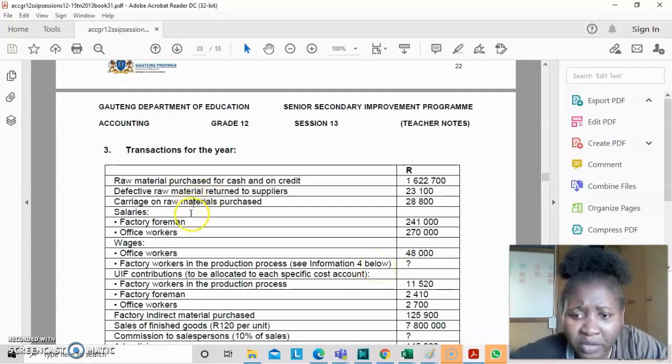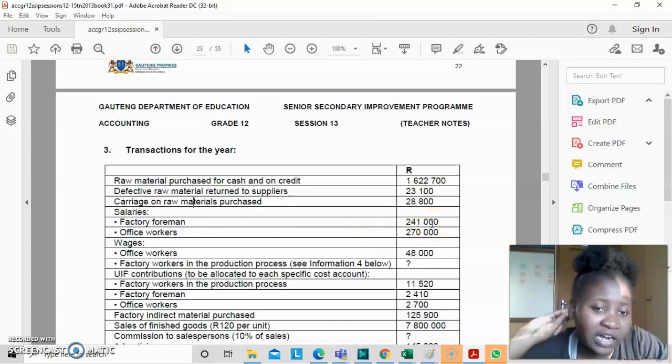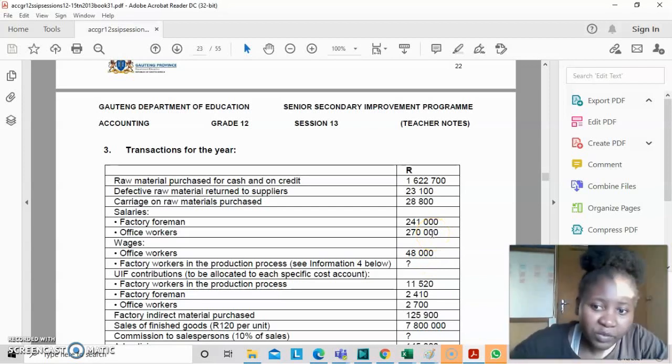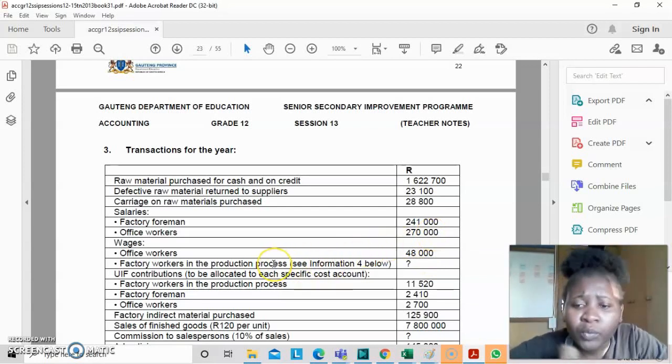Okay, these are things that you have to pay attention to. They have told us that there is a factory foreman here. You get it? So the factory foreman is not directly related to, what is it? They are not in the direct manufacturing of the product. You get it? They are part of the factory, but not directly related to the product. So it's not part of our direct labor. Same as office workers. Office workers are office workers. And then here we have information on wages. And then we have information which is beneficial for us, which is factory workers in the production process.